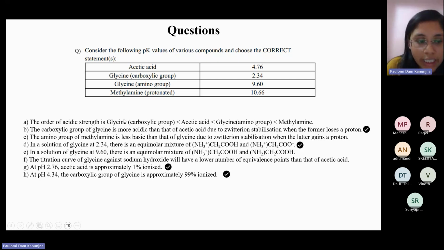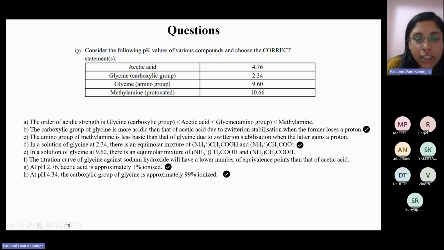Okay. D: in a solution of glycine at 2.34, there is an equimolar mixture of NH3+CH2COOH, so glycine, and the proton acceptor. So the proton donor and proton acceptor are in equivalent concentration, right? Now, when you have glycine at 9.6, which is basically the amino group, you have NH3+ CO2-, NH2 CO2+, which is incorrect because it has to have an acetate group still. So it has to still have a proton acceptor, which is not present here. So that's why it's incorrect.